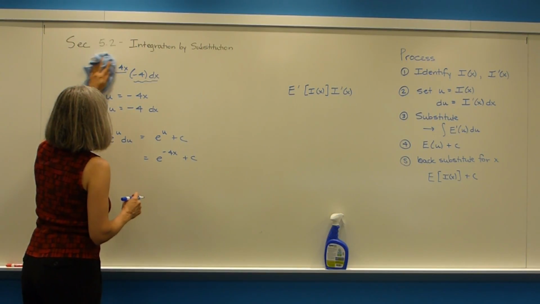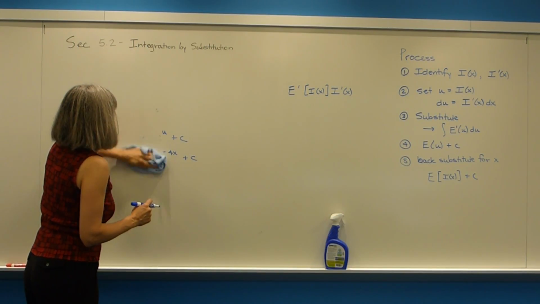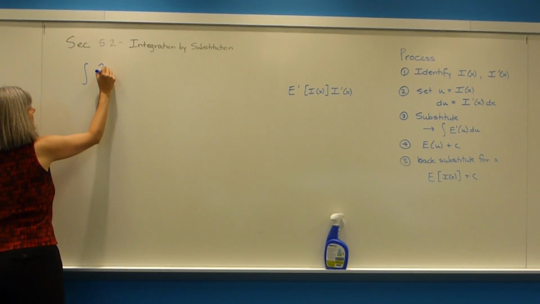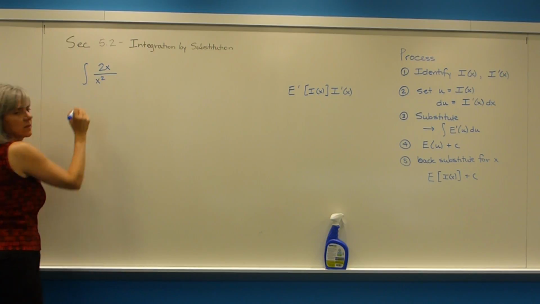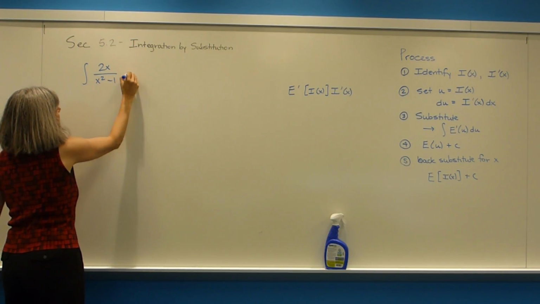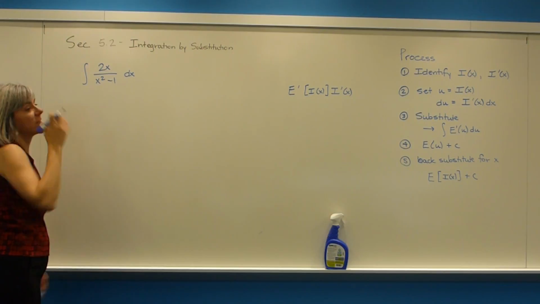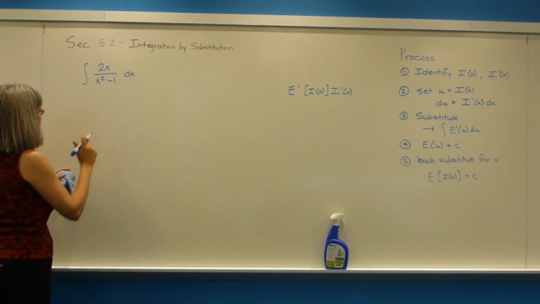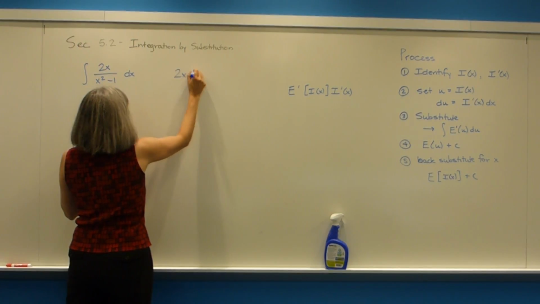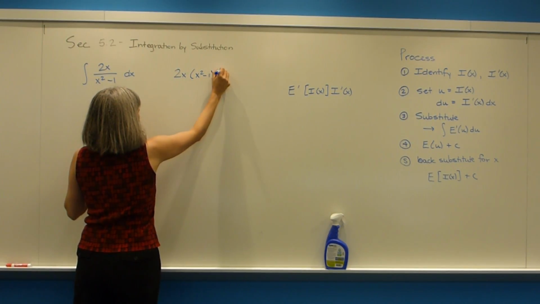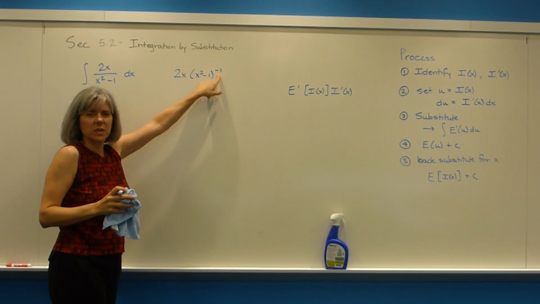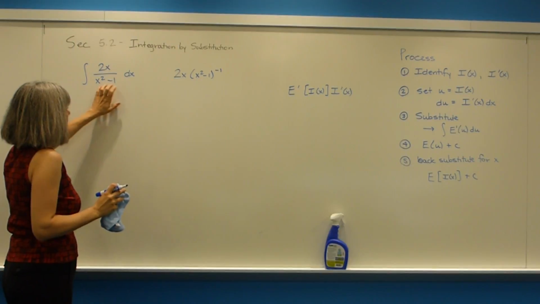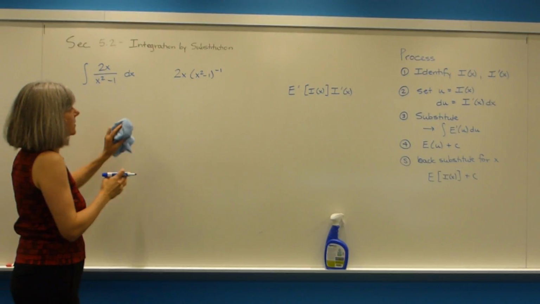Okay, so here's one last example. The integral of 2x over x squared minus 1 dx. Okay, is it a basic? No. Is it a composite? Yes. I could write it this way, but remember that exponents of negative 1 don't work with the power rule, right? So that means this looks like it'll probably end up being a natural log.